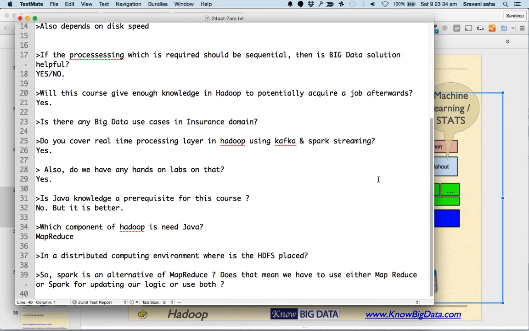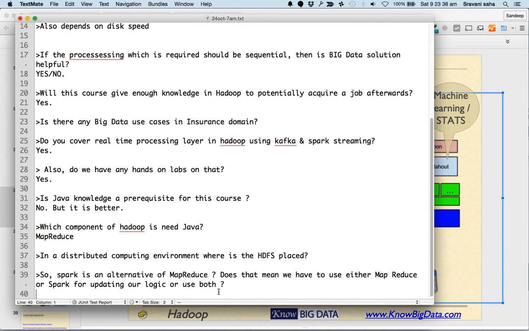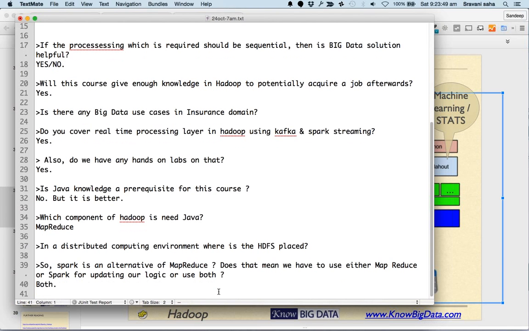There's a question from Dirpu. The question is, so Spark is an alternative to MapReduce. Does that mean we have to use either MapReduce or Spark for updating our logic, or use both? My simple take is use both.